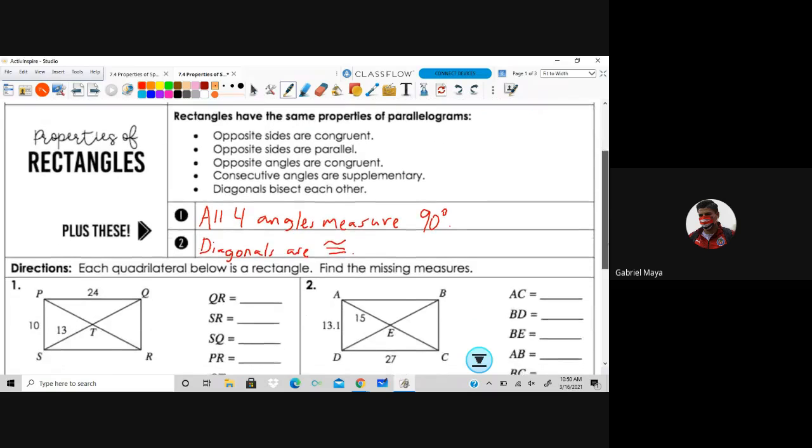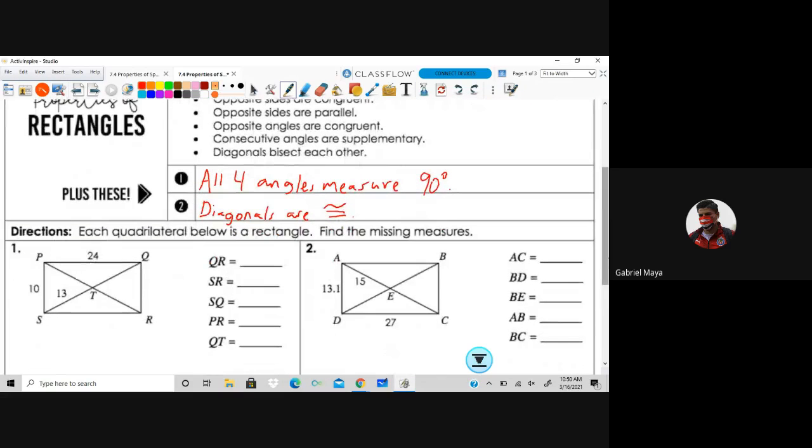So let's go ahead and do some examples. Let's start off with this first one. Number one. Each quadrilateral below is a rectangle. Find the missing measures. They ask us for QR. Well, we know that a rectangle is a parallelogram, so QR and PS are opposite sides, and therefore they are congruent. So QR is 10, just like PS.